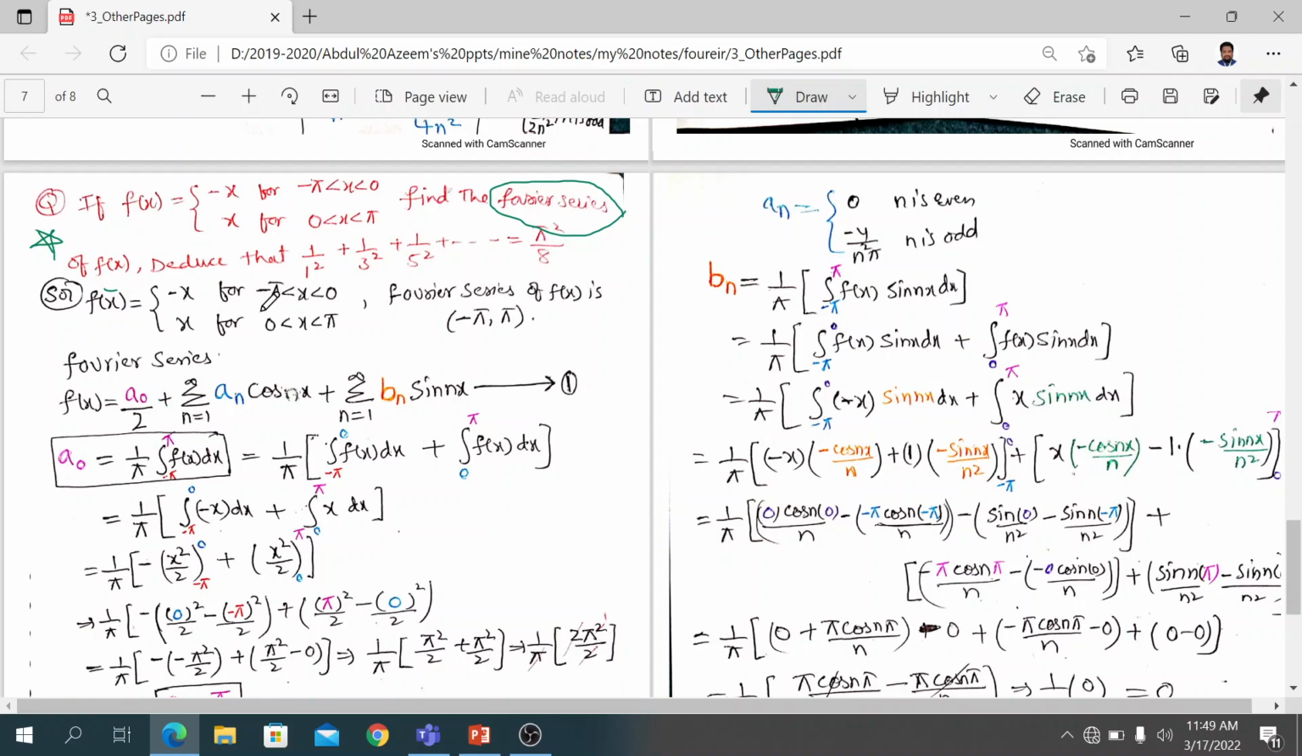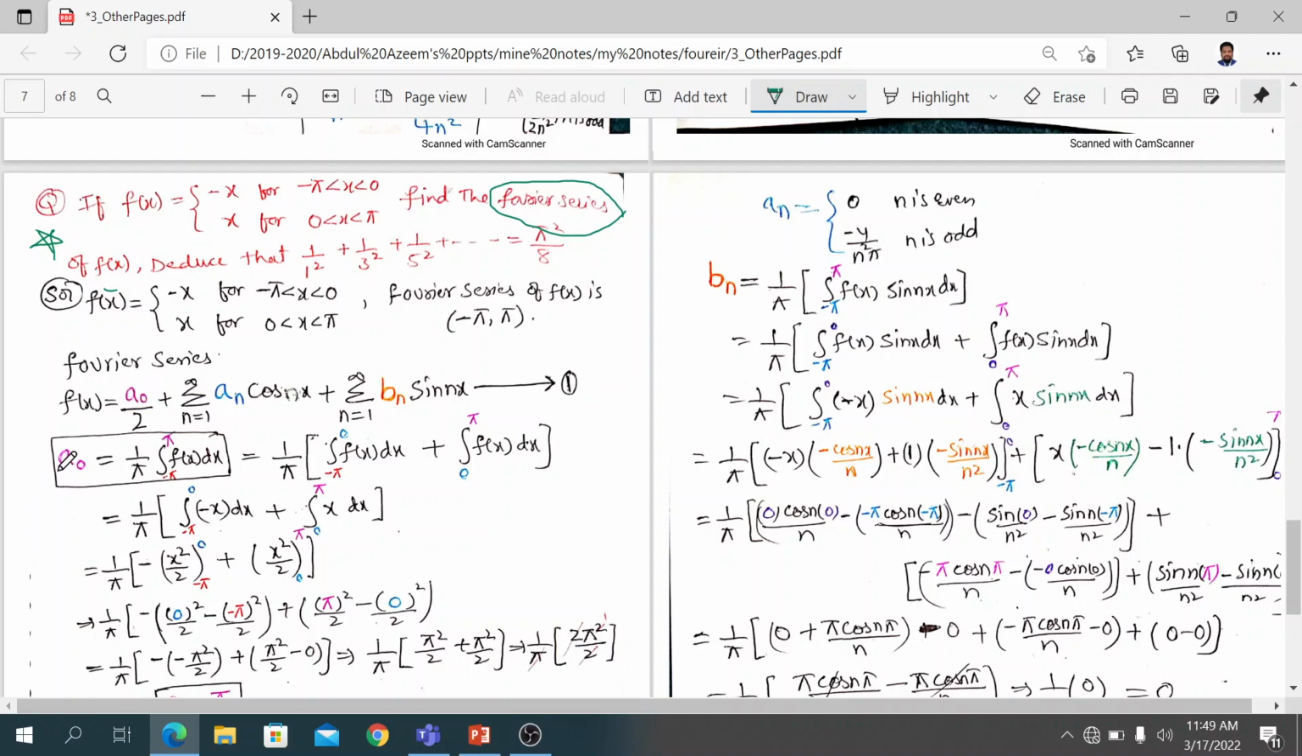Okay. Now this is f(x), defined from −π to π. So the Fourier series of f(x) over −π to π is: f(x) = a₀/2 + Σ (n=1 to ∞) aₙ cos nx + Σ (n=1 to ∞) bₙ sin nx. Mark it as the first equation.